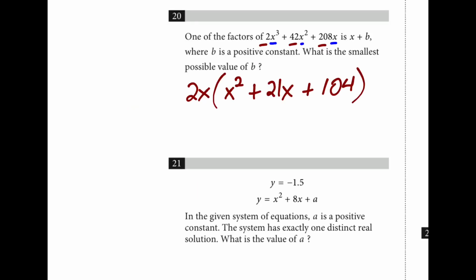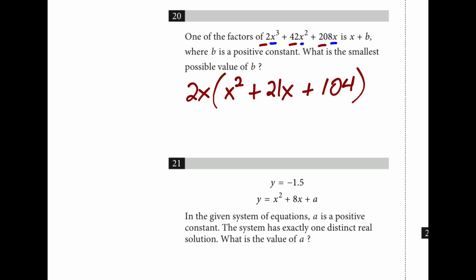Number 20, the first step is to look for common factors in each of these terms. You'll notice that the x terms all have at least one x, and the numbers are all divisible by 2. So you can factor out a 2x. So this is an equivalent form of the original expression with 2x factored out.